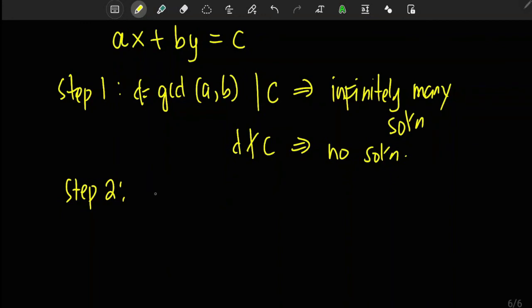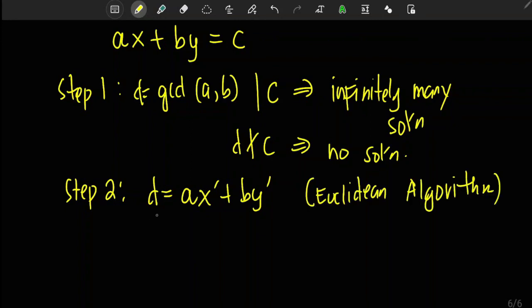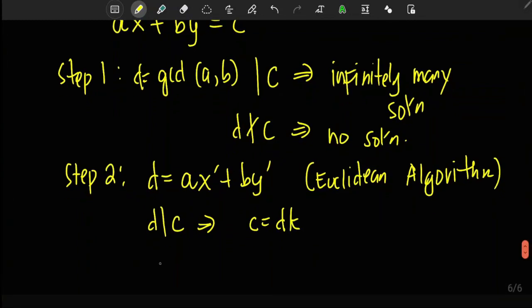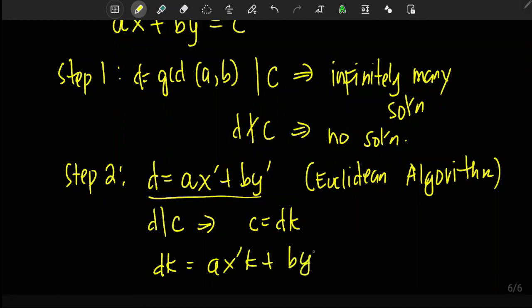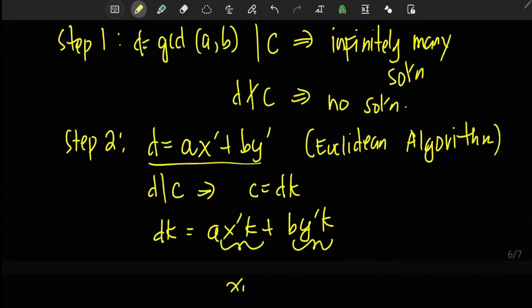So the next step is to express d as a linear combination of a and b. So either you do that by brute force or you use the Euclidean algorithm. So syempre ang suggestion ko, kung medyo malaki yung value, always use the Euclidean algorithm. Once may value ka na ng d, and since d divides c, then you can now find a value k such that c is equal to d times k. To get your particular solution, all you need to do is to multiply this equation by k. So you have dk equals ax prime k plus by prime k. This now is your initial solution. So you have x sub 0 and y sub 0.